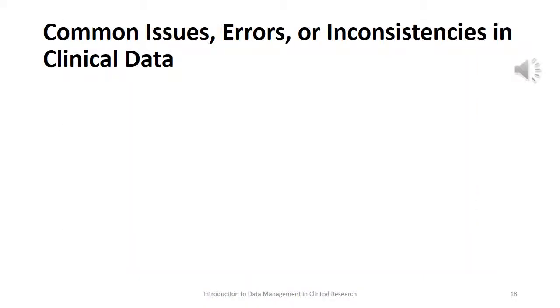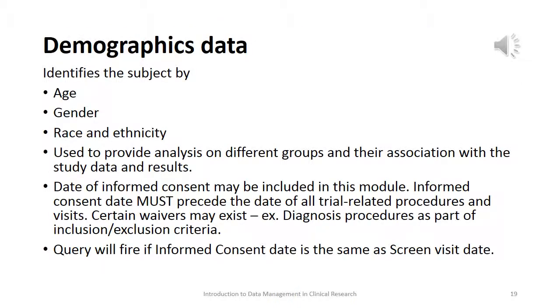So let's take a look at some of the common issues, errors, or inconsistencies that we're likely to encounter when we start reviewing clinical data. First, let's talk about demographics data. This is data that identifies the subject by age, gender, race, or ethnicity. It's used to provide analysis on the different groups of patients that we have and their association with the study data and the results.